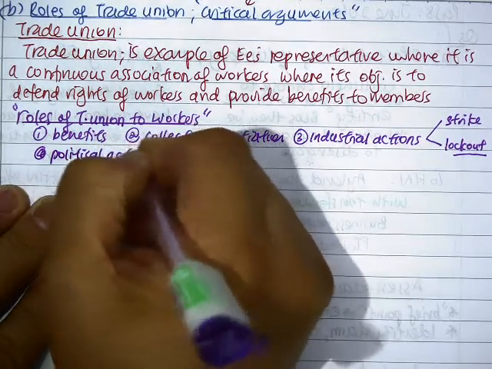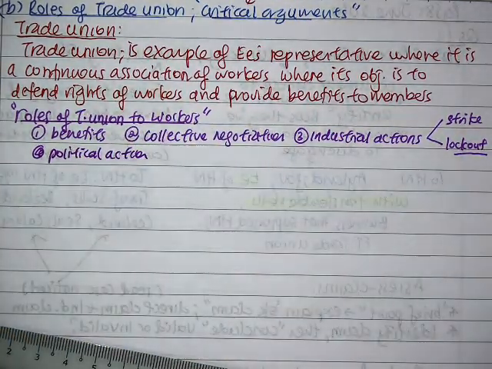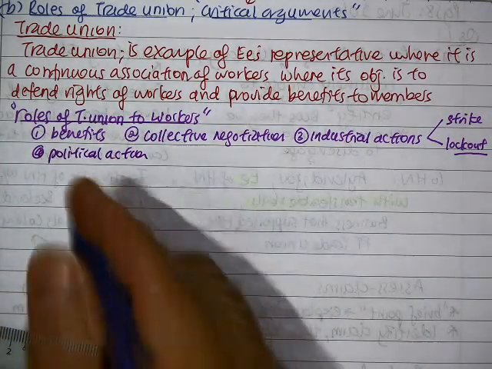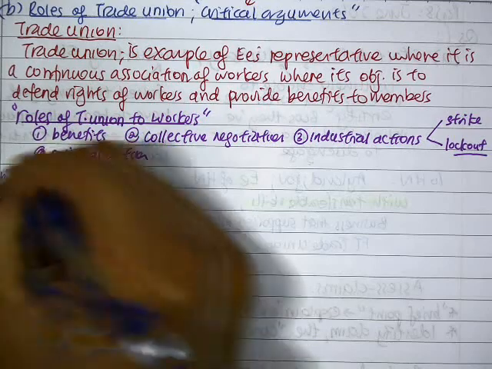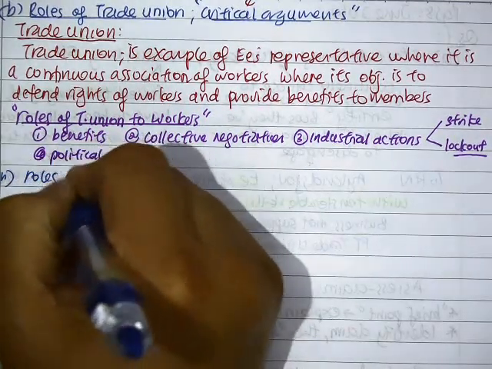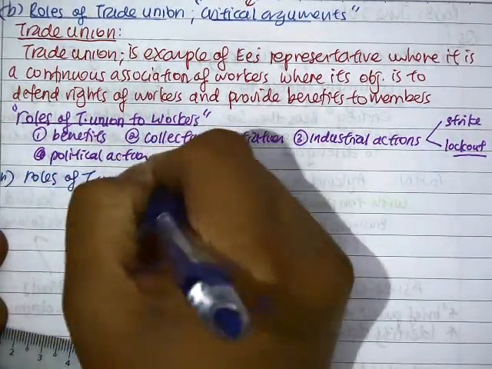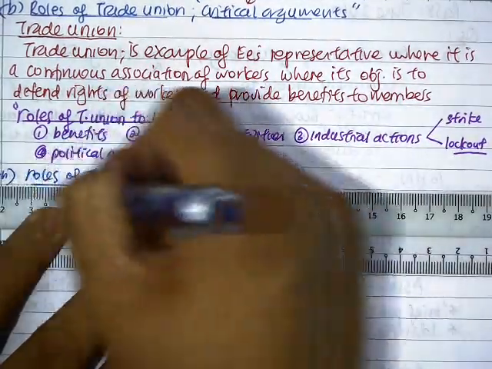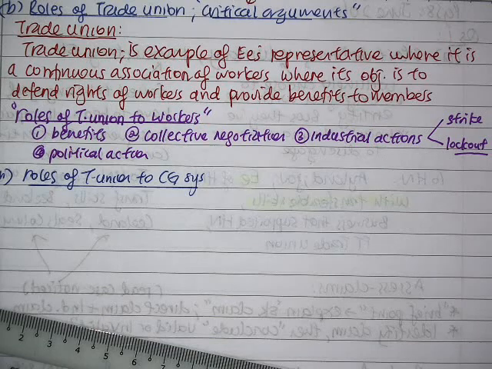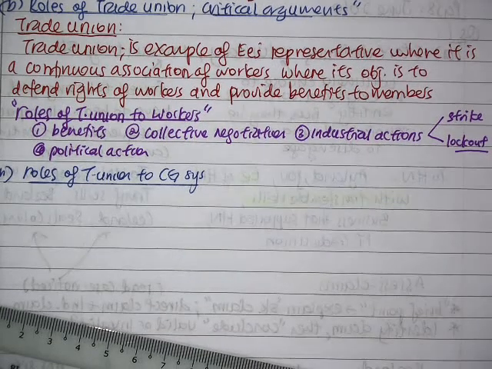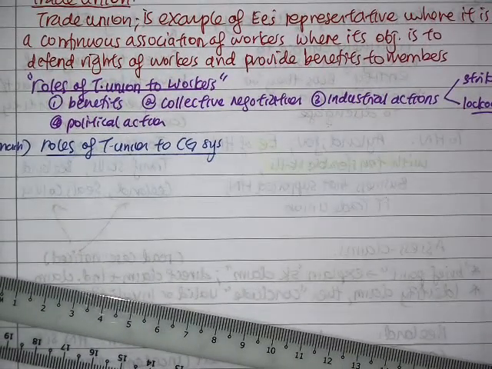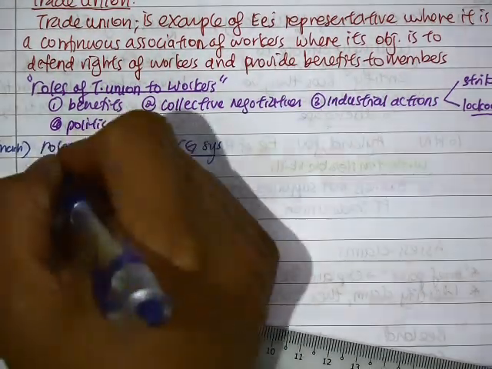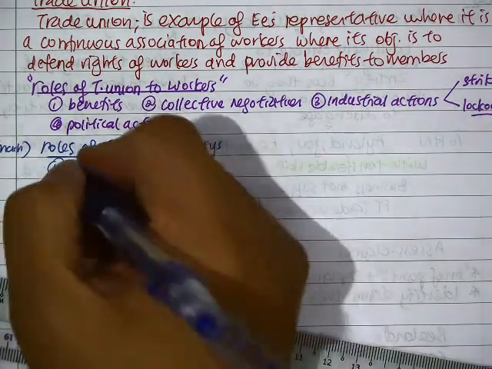And they can do political action. So all these are things that you can put in, but these are not the main point. The main point that you must bring in is the role of the trade union in the corporate governance system. You must bring in how the trade union will bring benefit to corporate governance. So I will include in my point number 1.